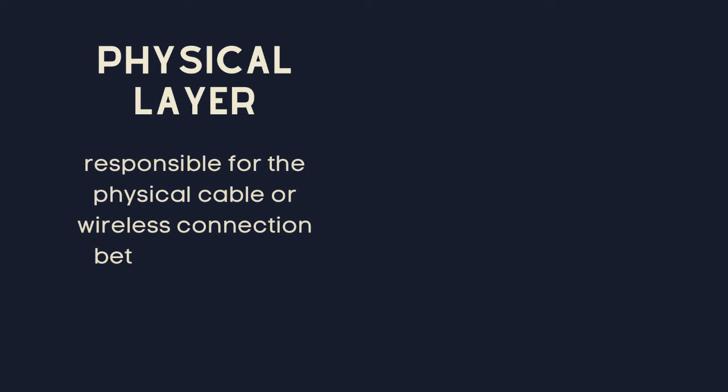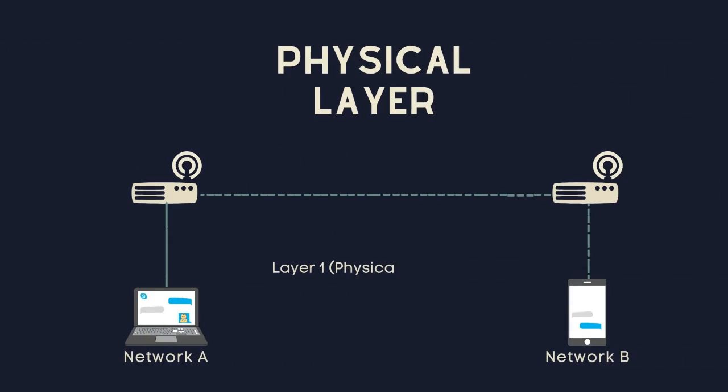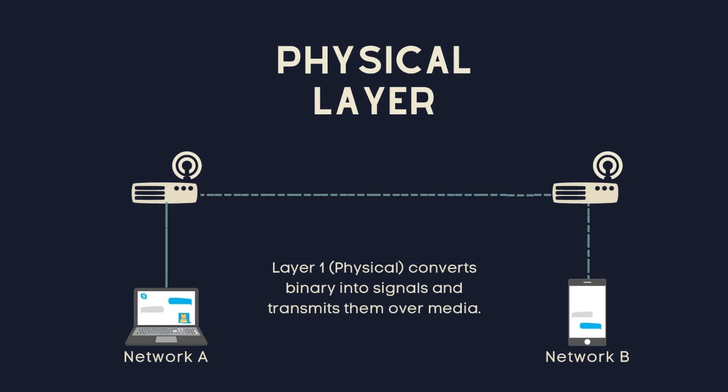Physical layer is responsible for the physical cable or wireless connection between network nodes. Actual hardware sits at this layer. It transmits signals over media. This layer converts the binary from the upper layers into signals and transmits them over local media. This can be electrical, light, or radio signals. It depends on the type of media used. When your friend receives the signals, they are decapsulated, or translated back into binary and then into application data, so your friend can see your message.